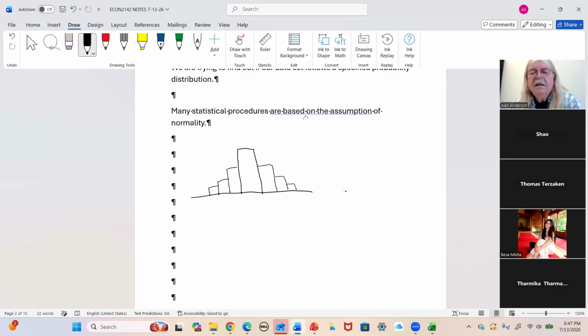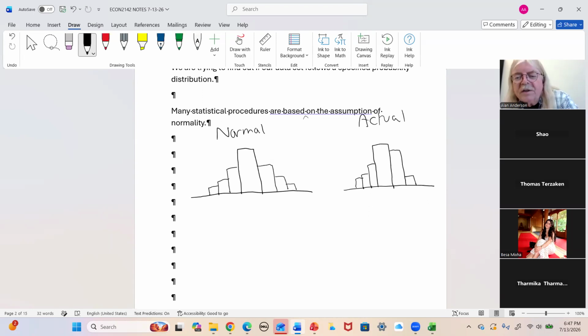Okay, so imagine this is the normal distribution, and this is our actual data set. Well, it's clearly not identical to the normal distribution, but is it close enough that we can use our procedures anyway without causing any major problems in our accuracy? So it's hard to tell. You know what I mean? It looks pretty normal, but is that good enough?